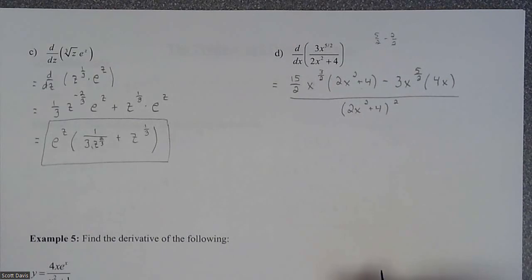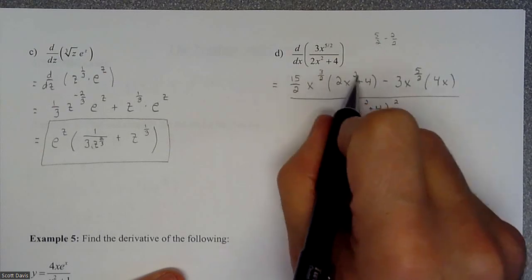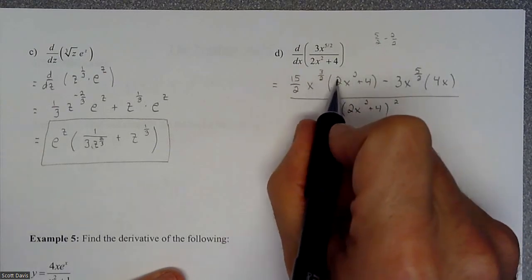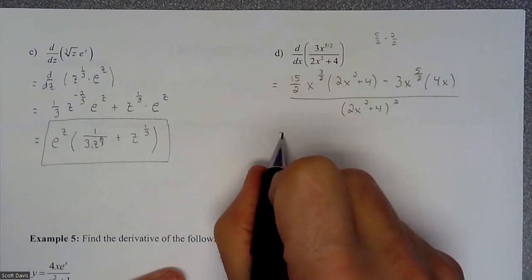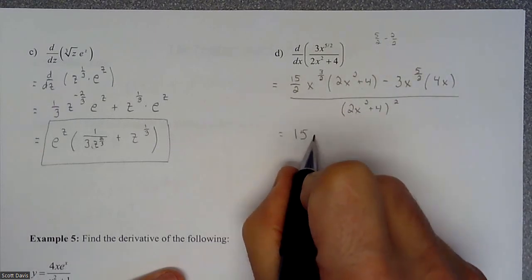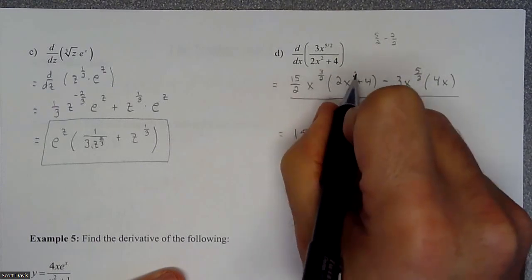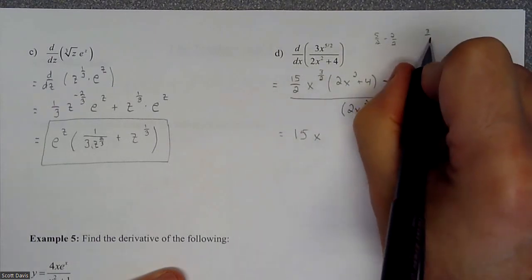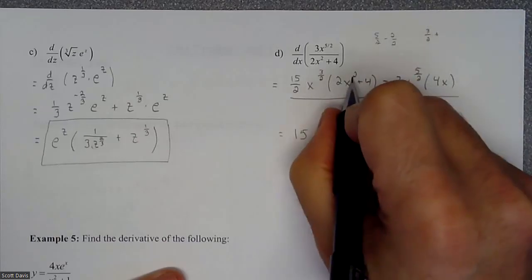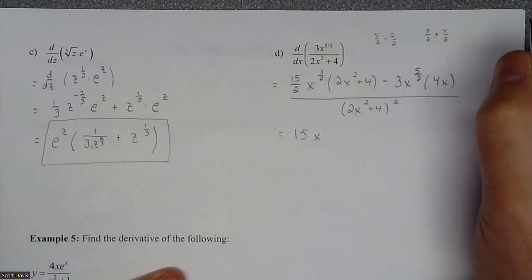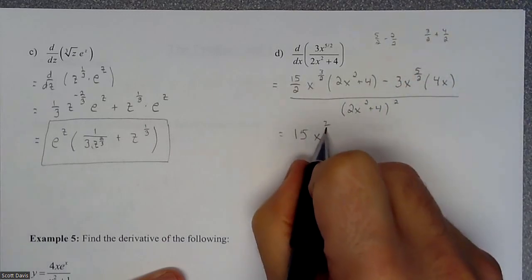All right, so now the cleanup phase kicks in. So we're going to take this and distribute it in. And when we multiply the 15 halves times the 2, the 2's will cancel. So we're going to have 15. And then we need to add those exponents together. So I have a 3 halves. And we're going to be adding a 2, which is also 4 halves. So that's going to become 7 halves.